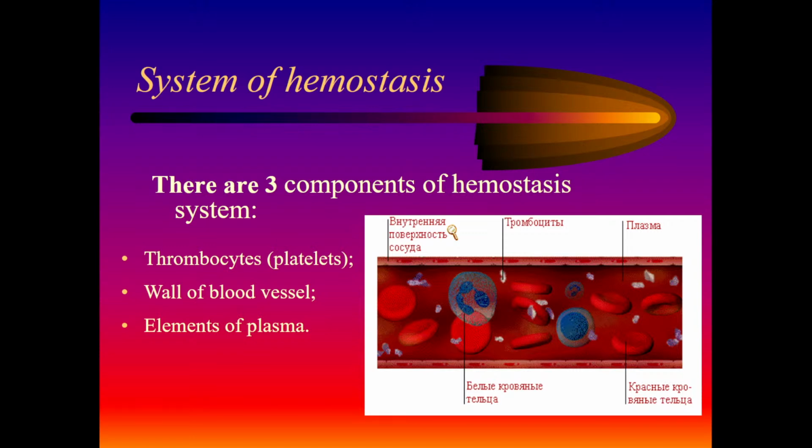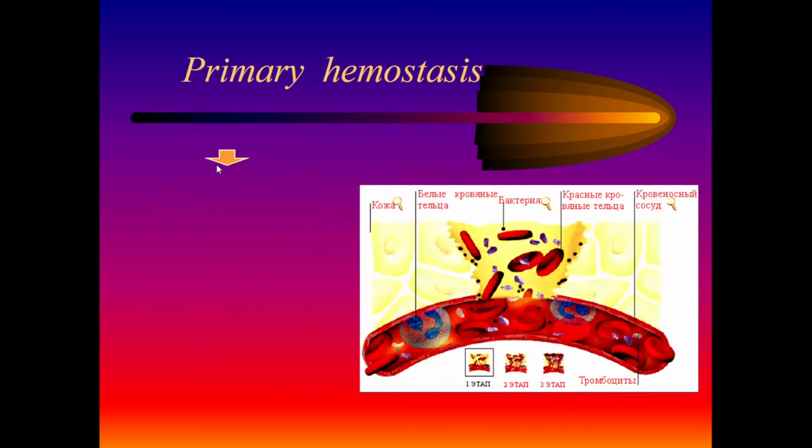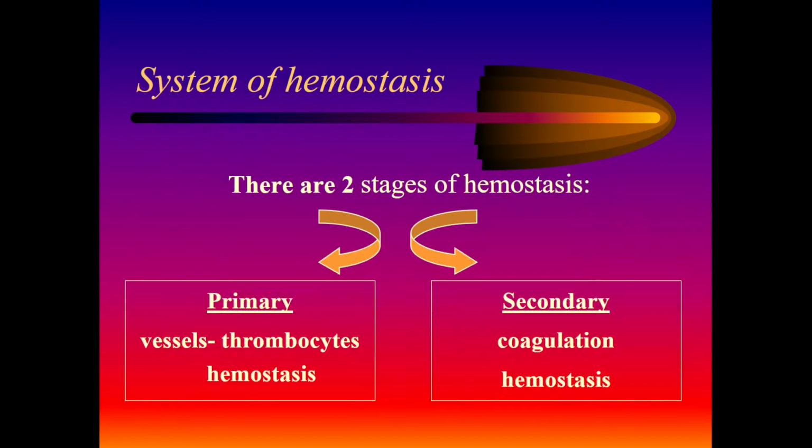Yeah, continue our lectures about system of hemostasis. There are three components of hemostasis system in human body. It's thrombocytes or platelets, wall of blood vessels, and elements of plasma. And according to these parameters, there are two stages of hemostasis. It's primary vessels thrombocytes hemostasis and secondary stage of hemostasis, it's coagulation hemostasis.